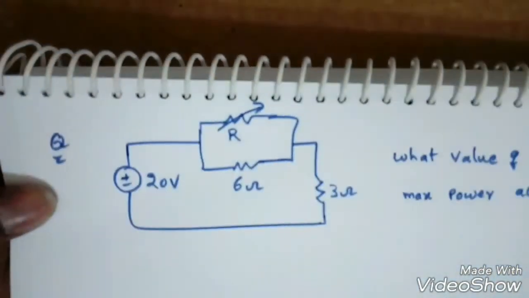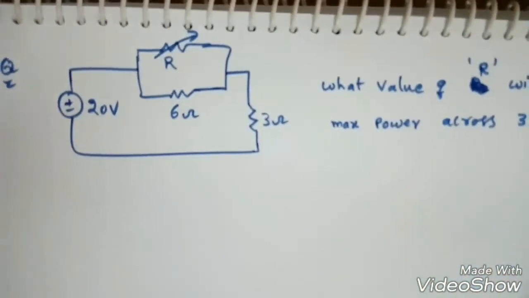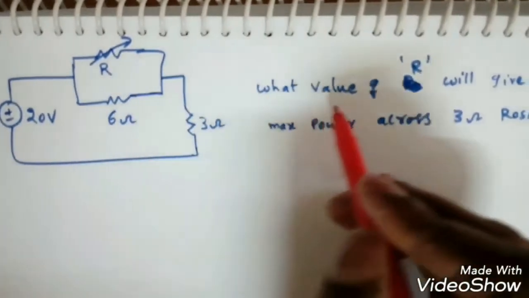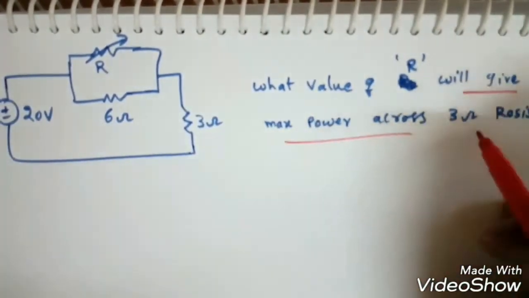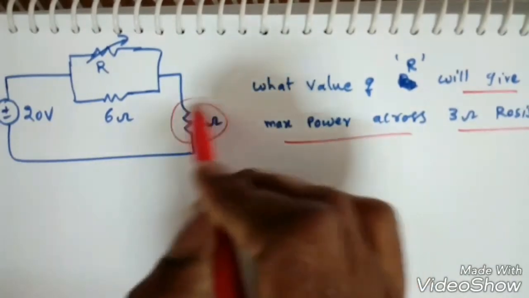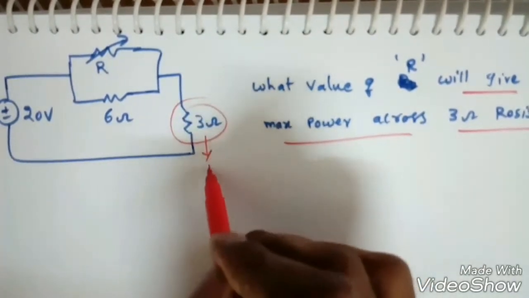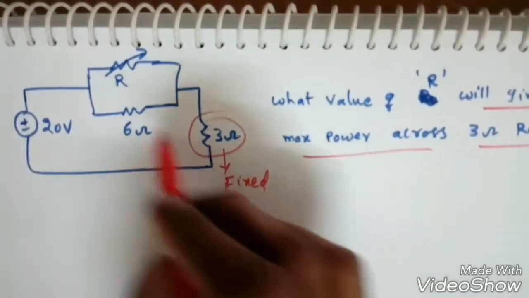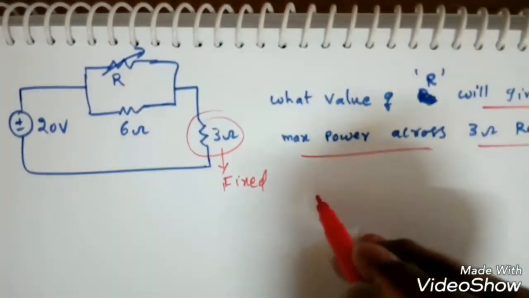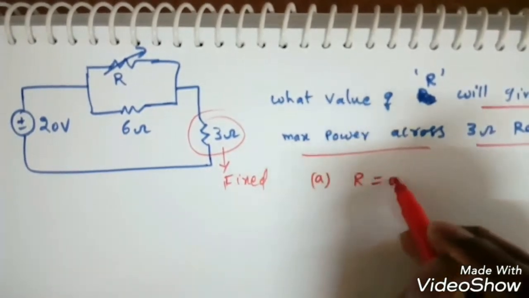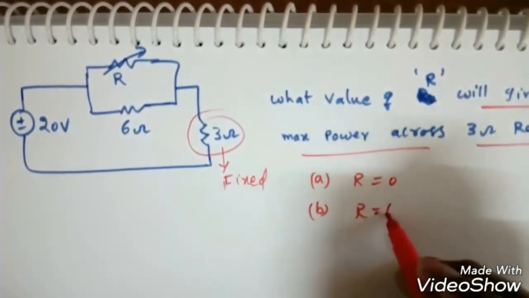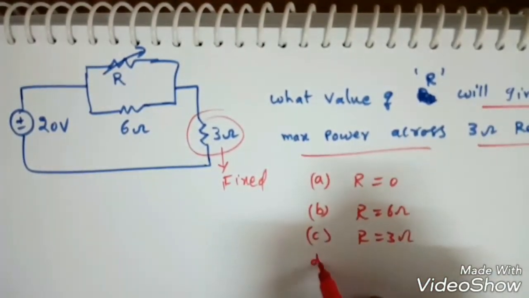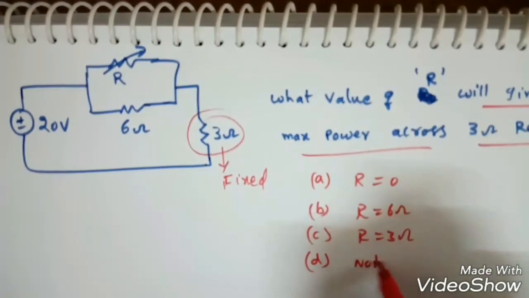One more problem, a very important one, which I think is a previous GATE question. We need to find R. What value of R will give maximum power across the 3 ohm resistance? Now see, this is the 3 ohm resistance, which means RL is fixed. Now in this case, what should R be so that it delivers maximum power? The options are given like this: R is equal to 0, R is equal to 6 ohms, R is equal to 3 ohms, and D not possible.